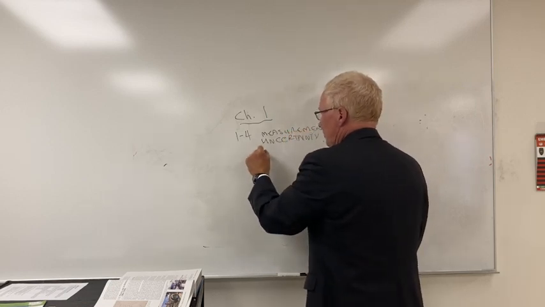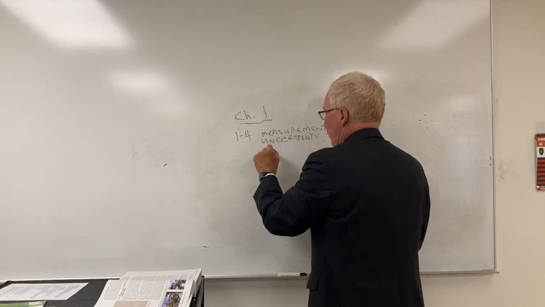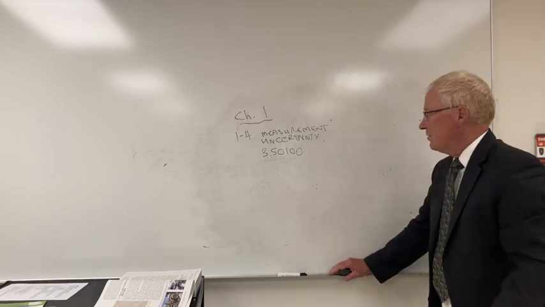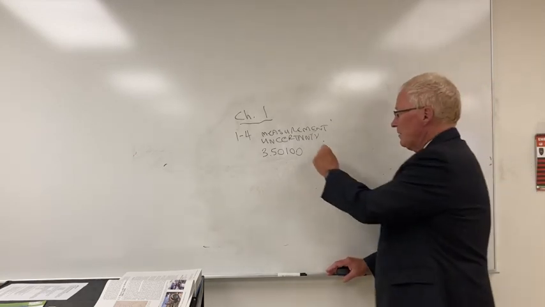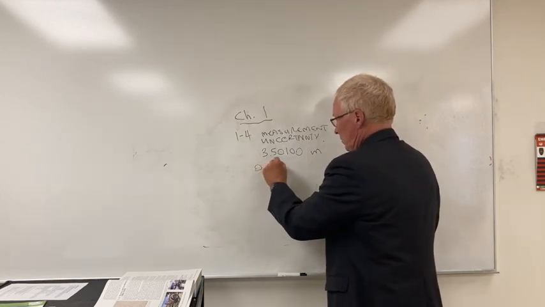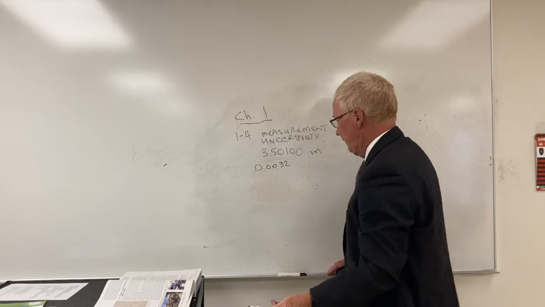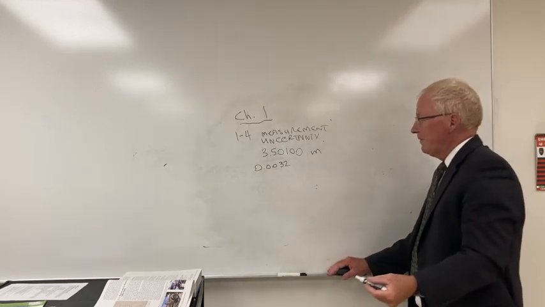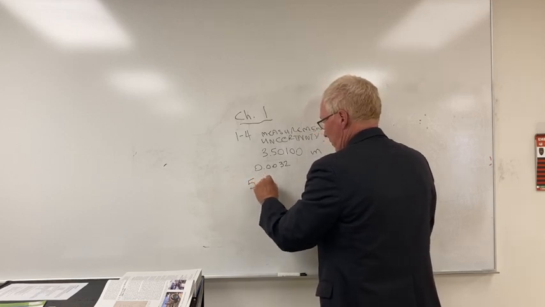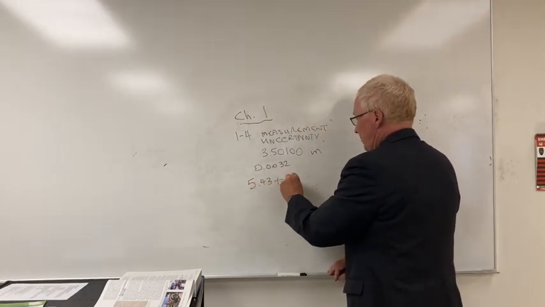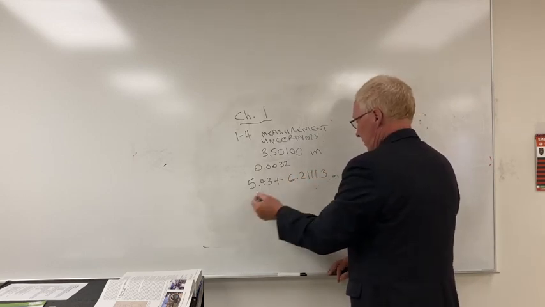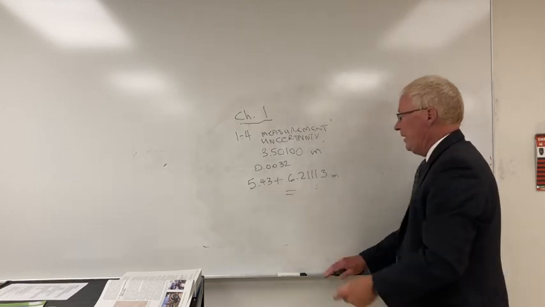So given a number, say 3.50500, how many significant figures are in this number, if this is in meters? Or if I have the number 0.00032, how many significant figures are in that? And if I have, say, multiplication or addition, say 5.43 plus 6.21113 meters, what would the answer be in significant figures?